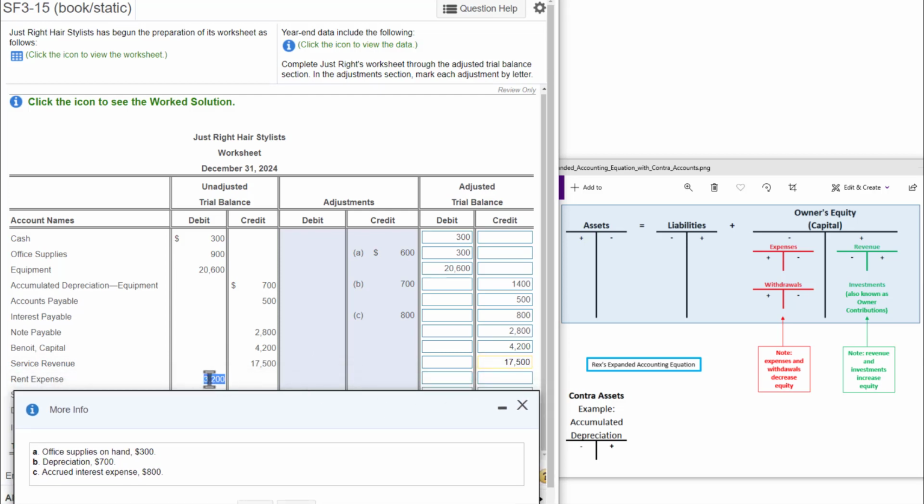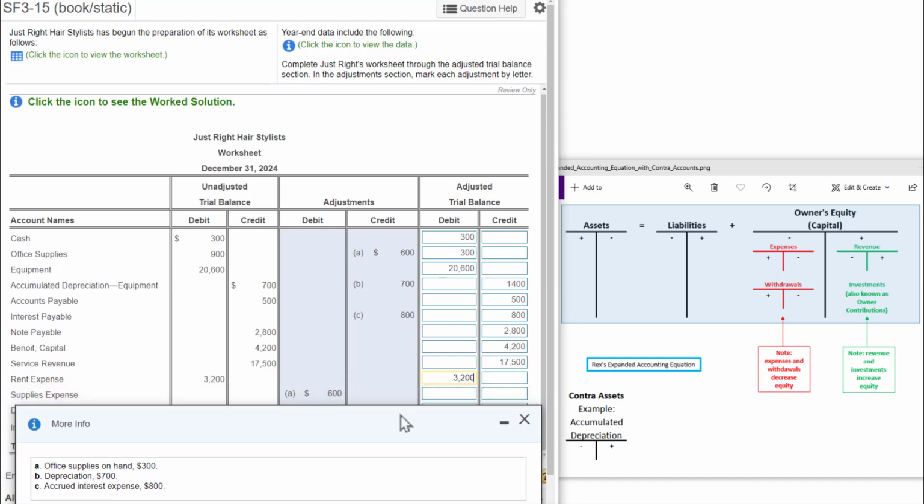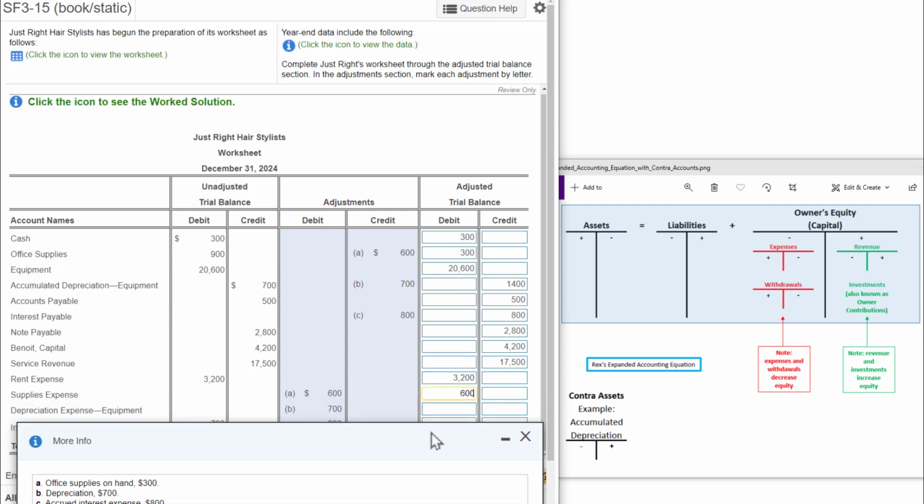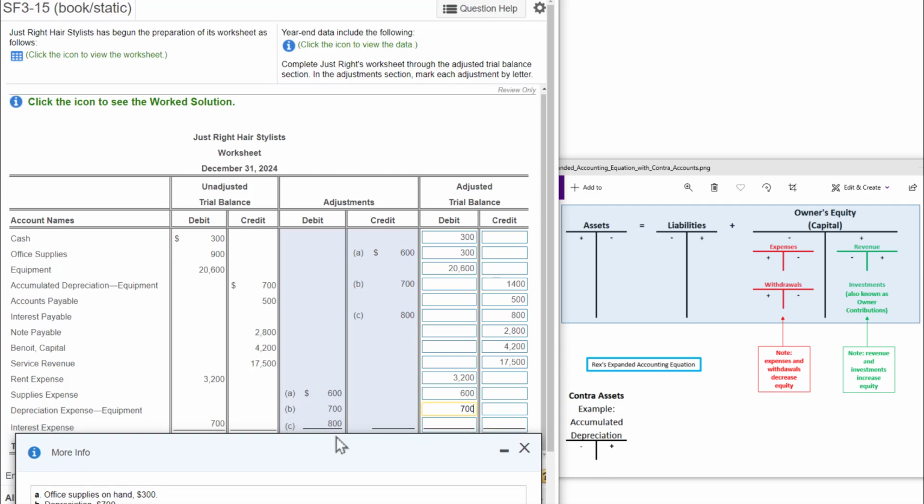Rent expense, now notice this is a debit, so I'll put it on the debit side. Supplies expense, we had 0. We increased it by 600, so notice this is a debit, so I'm going to put it on the debit side. Remember, all expenses should have a debit balance. Depreciation expense is 700. Interest expense, we had 700. We increased it by 800, so we now have 1,500.